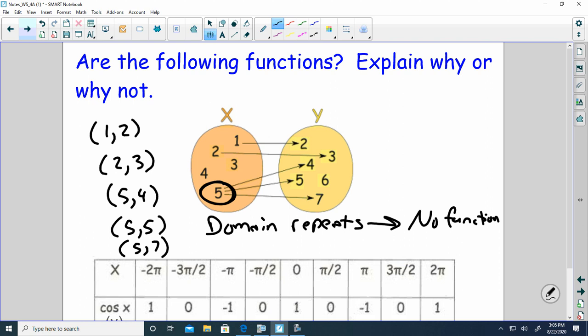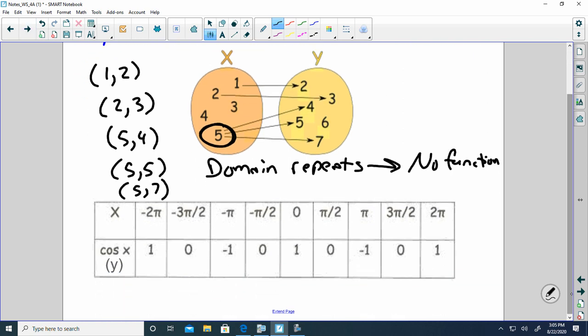Scroll down a little bit and take a look at what we have down here. Then they want us to do this, and you're like, oh my gosh, how can I have negative 2 pi, negative 3 pi over 2, negative pi, and so on and so forth? Notice none of these repeat. So yes, we have a function. Notice the y values are repeating. We have multiple zeros, multiple ones, multiple negative ones. That's fine if the y values, or the range, or the output repeats.